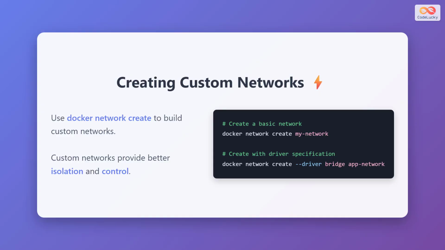To create custom networks, use the command docker network create. Custom networks provide better isolation and control for your containers. For example, you can create a basic network by simply typing docker network create my-network. You can also create a network with a specific driver by using the command docker network create, followed by the driver option and the driver name, such as bridge, followed by the desired network name, for example, app-network.